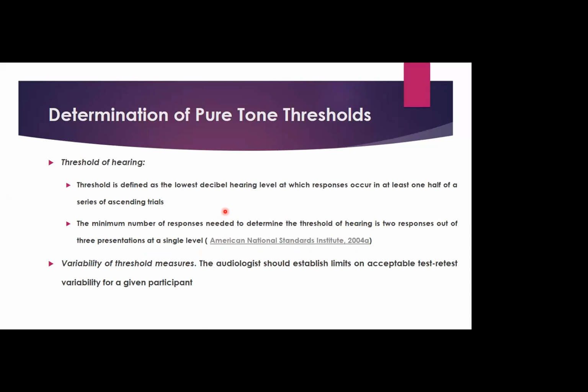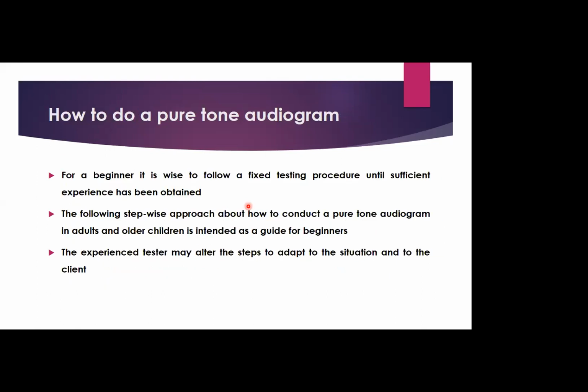The variability of threshold measures is to be assessed by the clinician, and acceptable test-retest variability for a given participant should always be mentioned on the audiogram. If we are a beginner, we should follow the fixed testing procedure, and until we gain sufficient experience, we should not usually vary from the fixed standard laid down procedures.